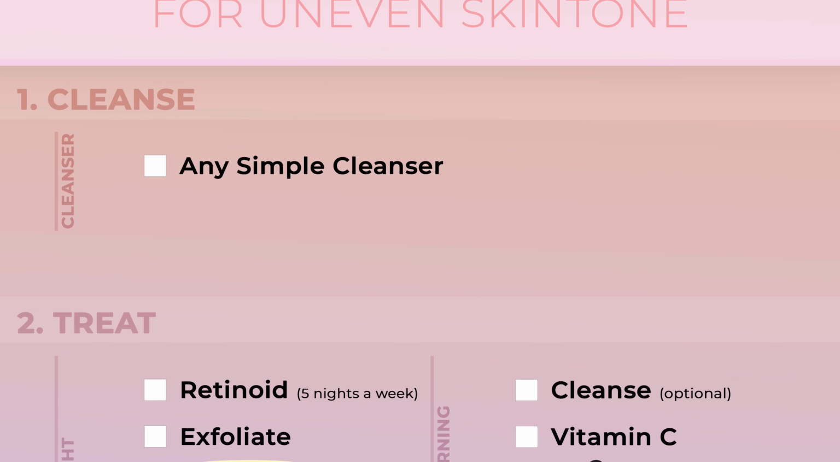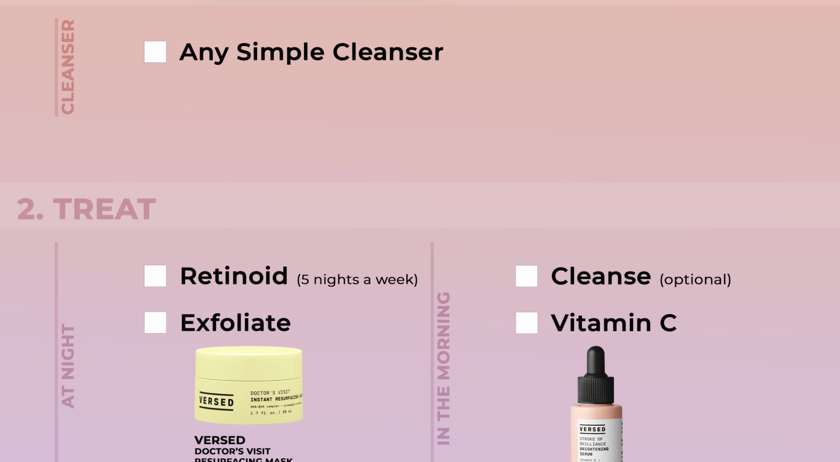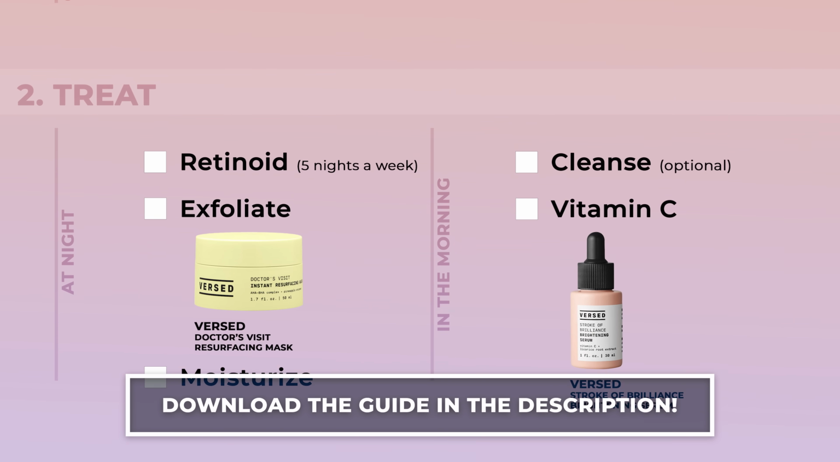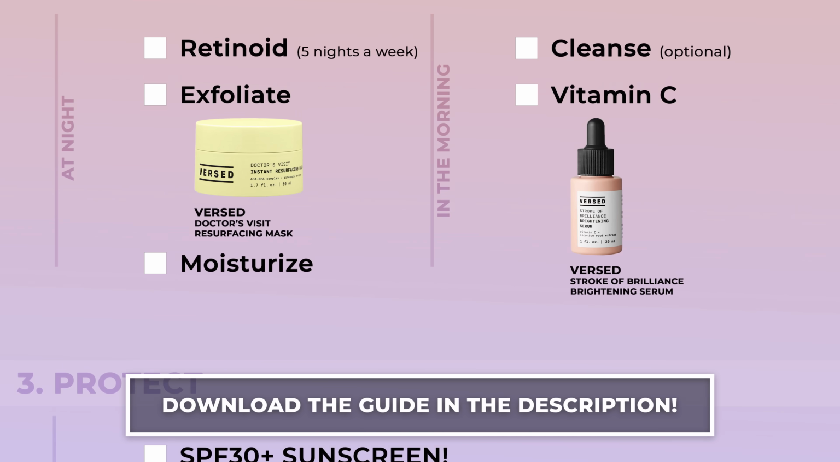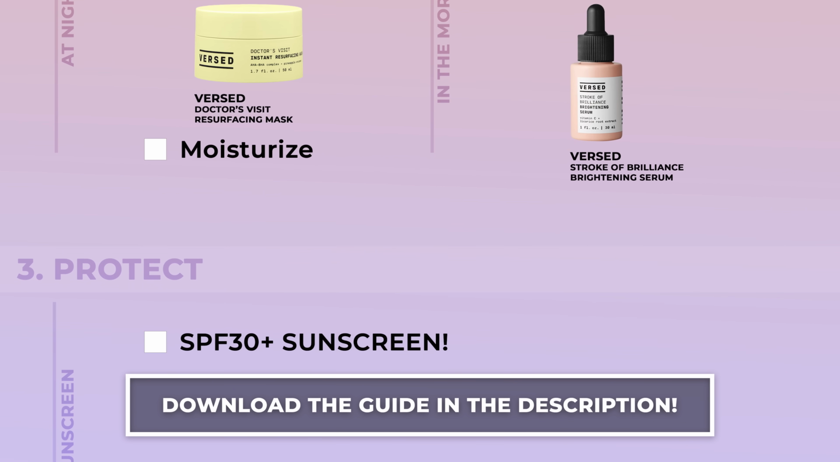So simply cleanse, retinoid, exfoliate, moisturize, cleanse, antioxidant, brightening, texture, sunscreen in the morning, and you're good to go. See, simple. But ultimately, that was only 3 steps each morning and night. I just want everyone to recognize. We, of course, will put this routine in the description for you to download and look at. 3-step morning, night routine. Simple, straightforward, effective.